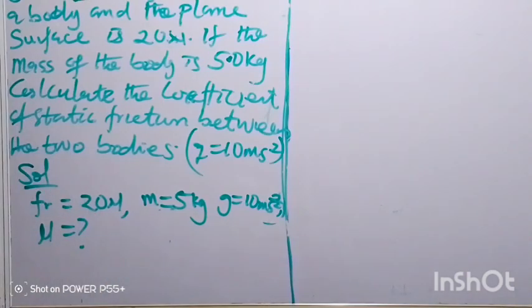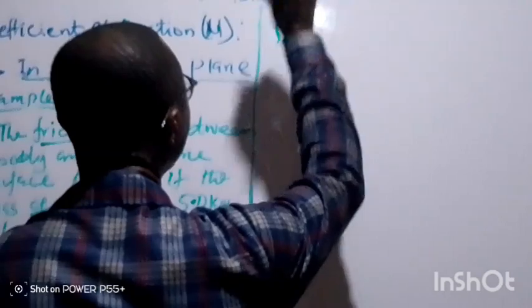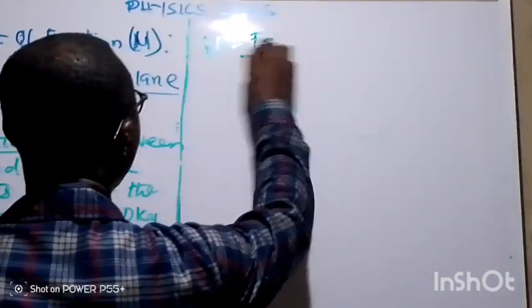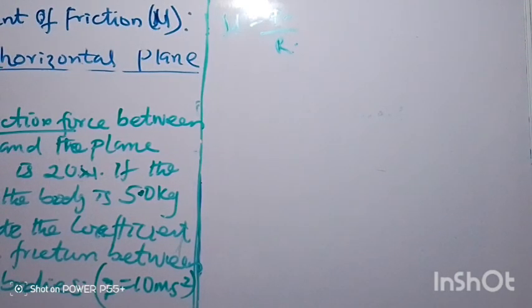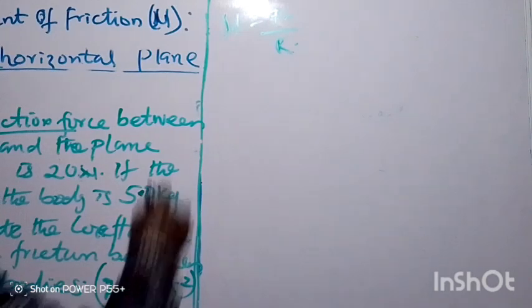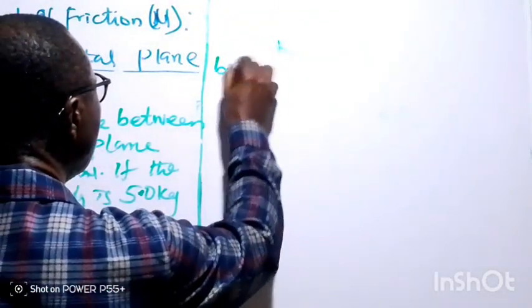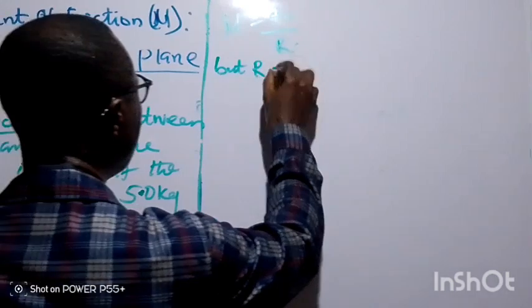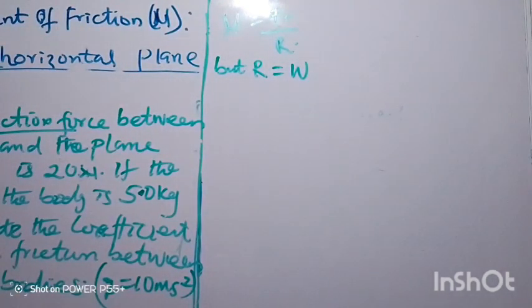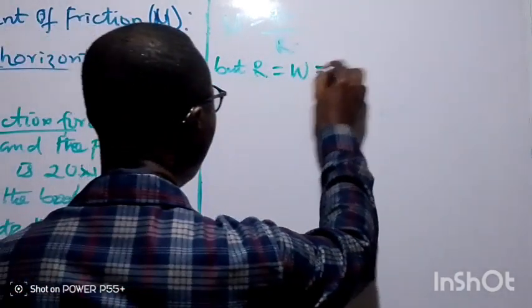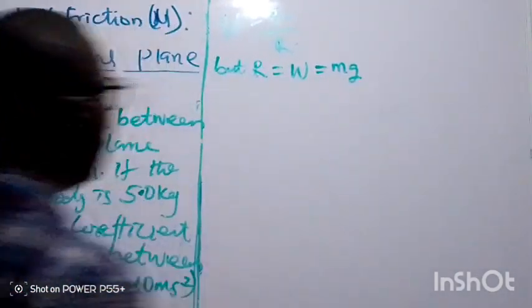Don't forget our formula, that mu is equal to Fr over R, where R is the normal reaction. But in this question, normal reaction is not given. But don't forget that R is equal to W, that is the weight of the body. At the same time, weight is not given. Then weight is equal to mg. So from there, we can now calculate our R.